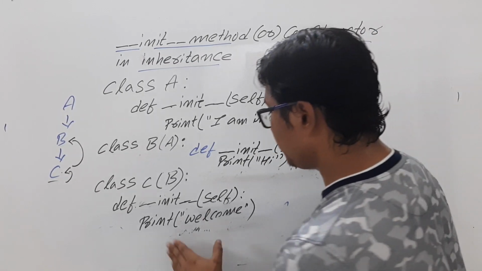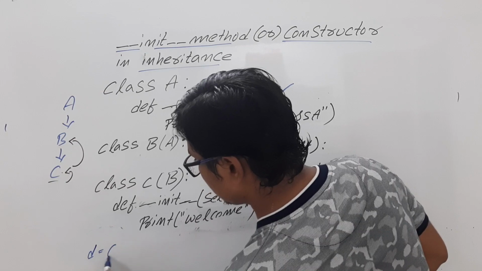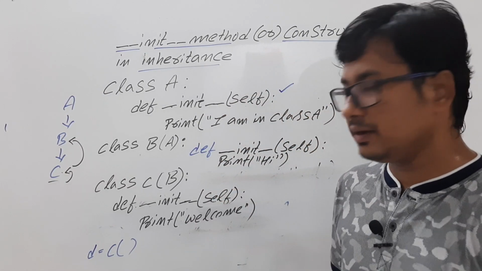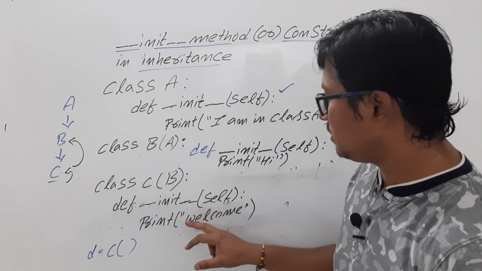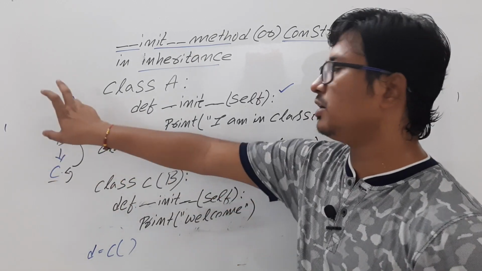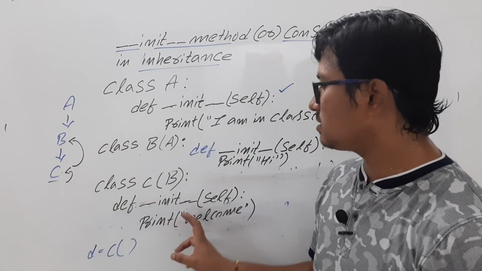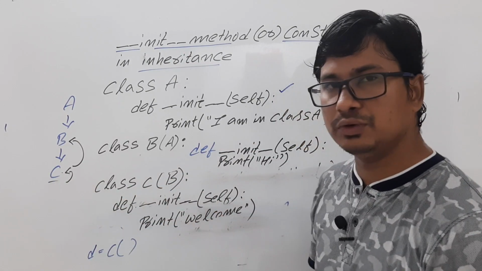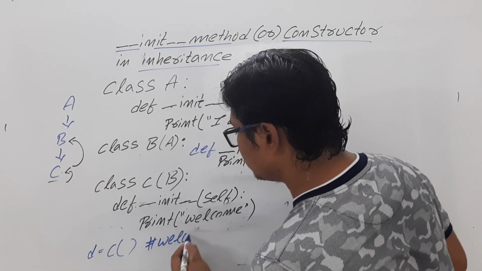Then if you are creating an object called D for the class C, which one will be invoked? Let's take that you have the init method in the class C, class B, and also class A. First it will look at whether C has the init method or not. Yes, it has. So this will be invoked. So you will get the output only as welcome.